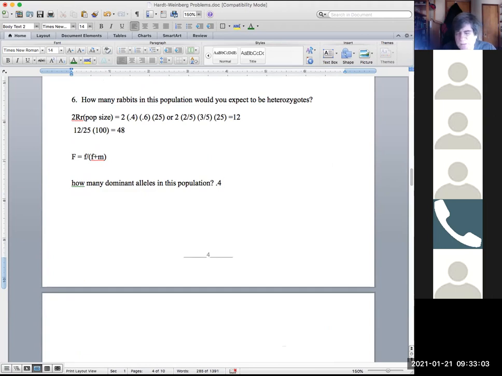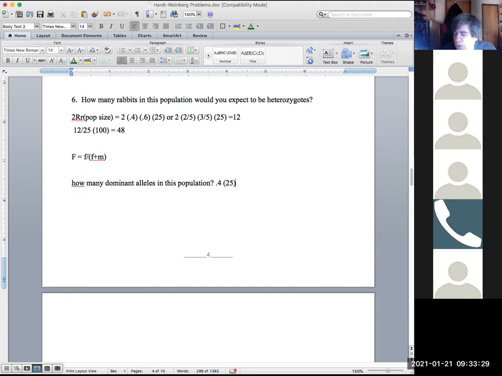Now we have to take our population size into account. So there's 25 rabbits in our population, but there's something else that we have to think about. If this isn't something that's X-linked or Y-linked, how many alleles does every rabbit in our population have? Can anyone tell me that?